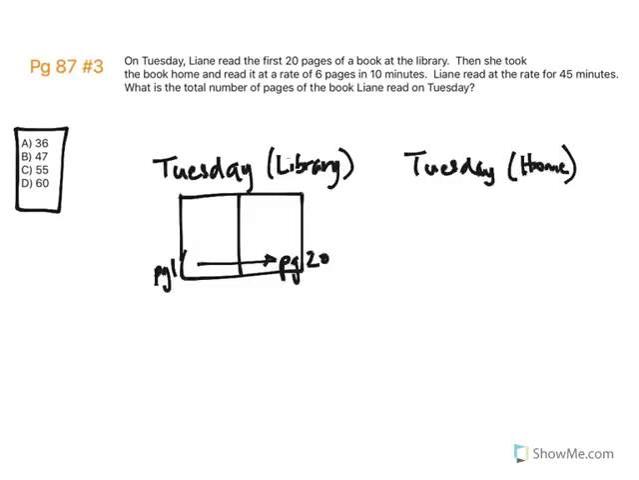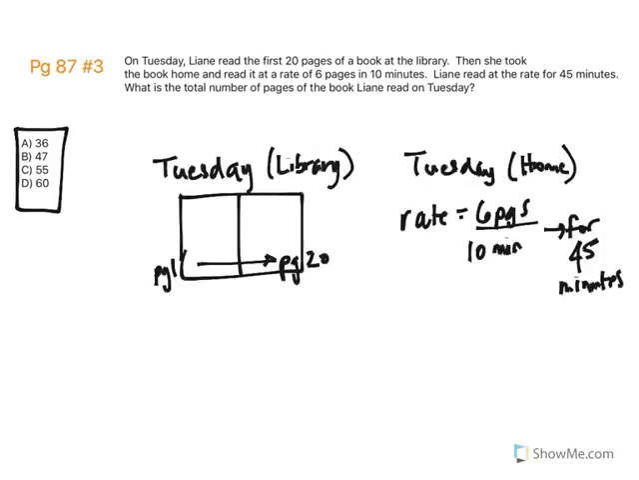And she read it at a rate of 6 pages in 10 minutes. So the rate is 6 pages in 10 minutes. Leanne read at that rate for 45 minutes. Okay, for 45 minutes. Do you see how I'm drawing a picture of everything, taking out key information as I read through, so that way I understand what the question is asking me and what the question is giving me, what information?